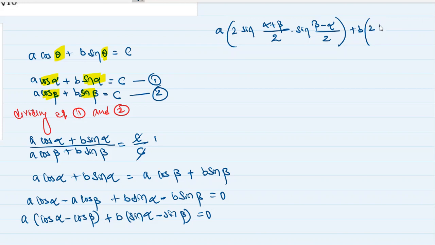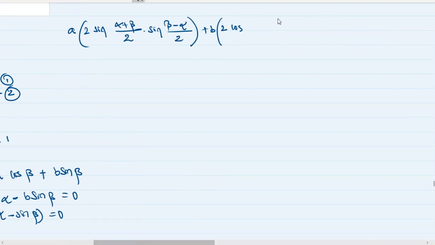Okay, so we have 2 cos((C plus D) by 2) sin((C minus D) by 2), is equal to 0. Okay. Let's see where we go from here. So what we are going to do is we are going to shift the sides.